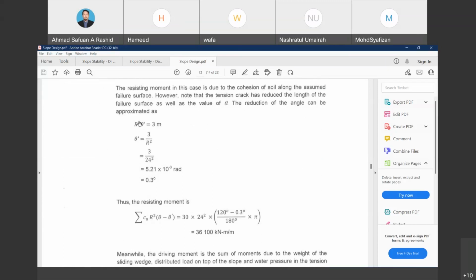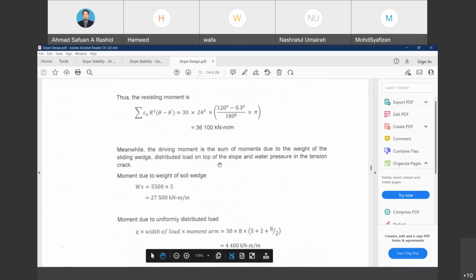So r theta is equal to 3. Then we obtain theta, which is actually not 0.3, but 7.1. So we do the calculation, 120 minus 7.1, and the result is around 34,000. I will do the amendment later. So 34,000.